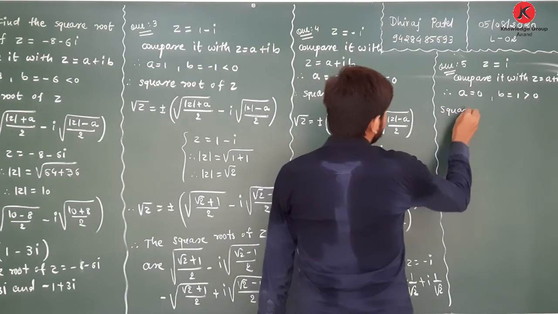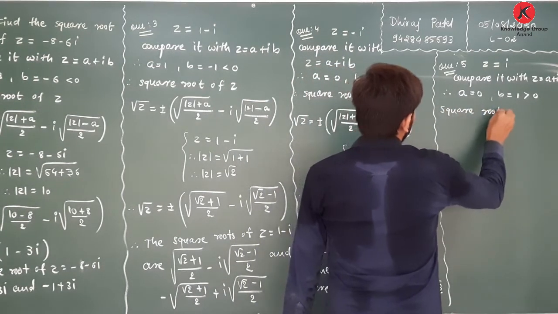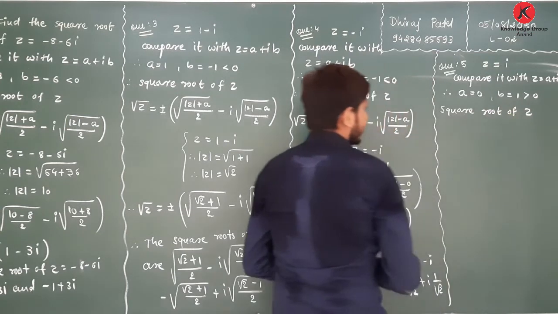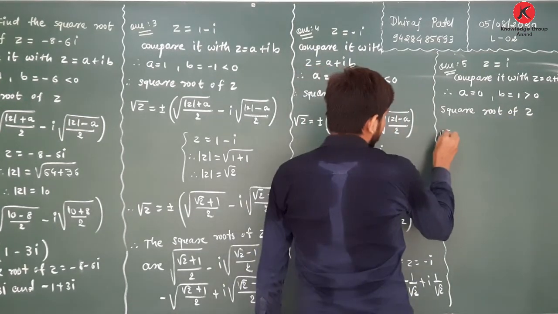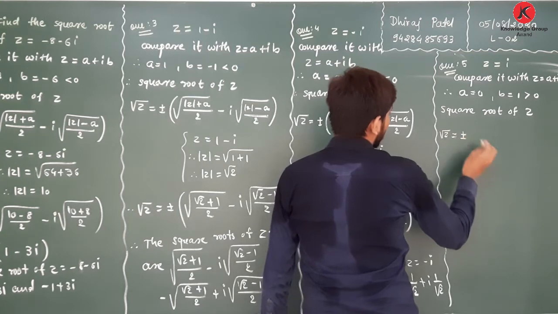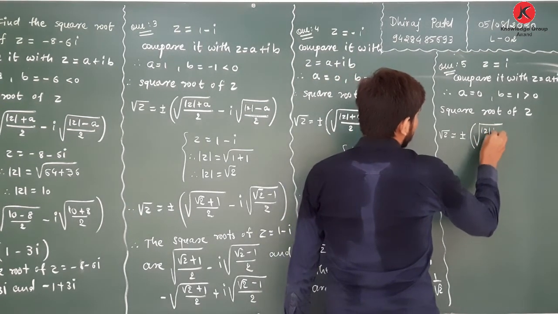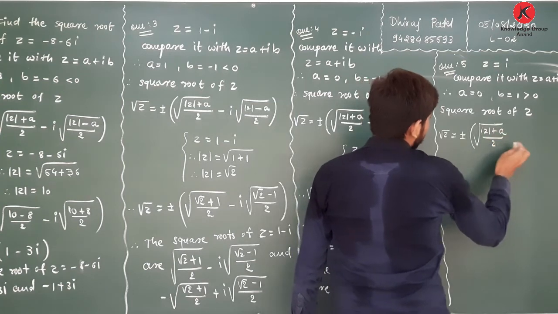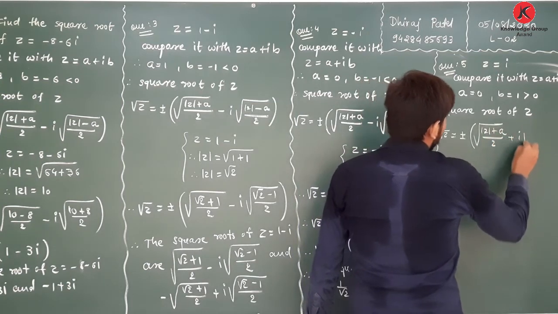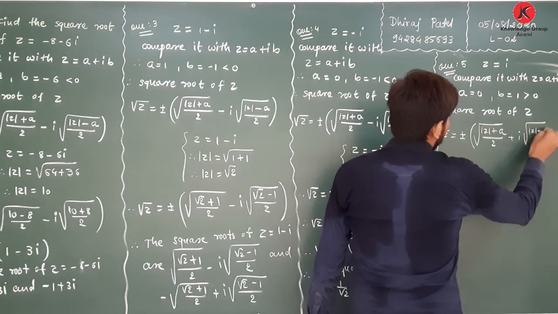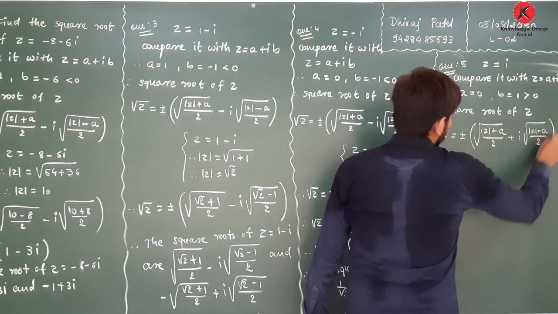Square root of z is given by under root of z equals to plus or minus under root of modulus z plus a divided by 2 plus I under root of modulus z minus a divided by 2.